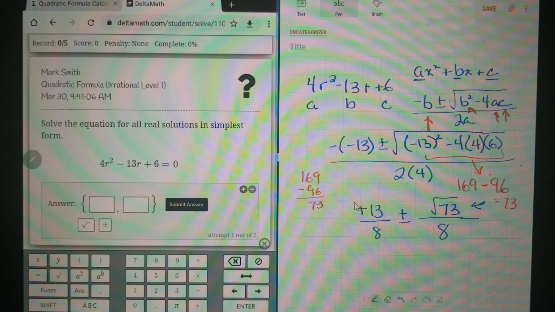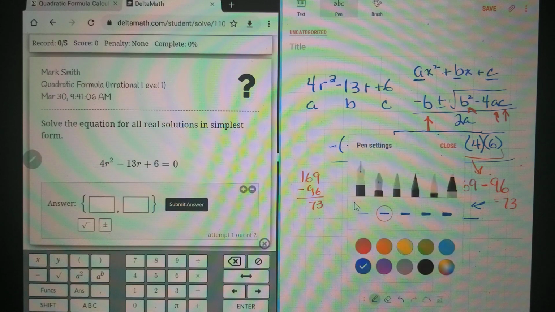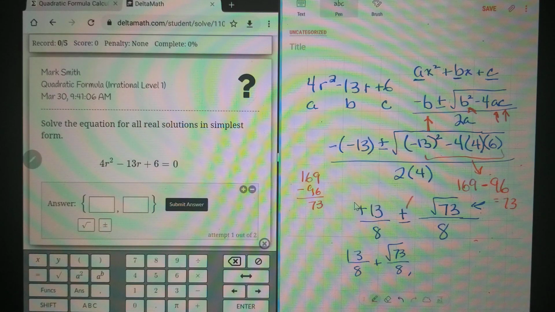Now we're going to come over here and put that answer in. I hit the plus sign because I have 2 answers. Putting in this answer is kind of a pain, but first I'll go back over here and say our 2 answers are going to be 13 over 8 plus the square root of 73 over 8. That's one answer. And then because this says plus or minus, our second answer is going to be 13 over 8 minus the square root of 73 over 8.